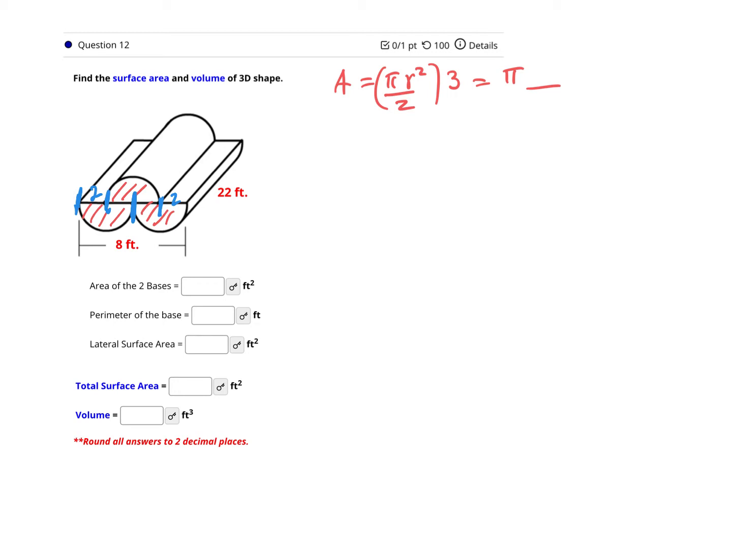So I'm going to put in 2 for my radius squared, divided by 2, and then multiply that all by 3. And when you do that, you're going to end up with 18.8496. Now, I need to multiply that by 2 because there's 2 bases, and that gives me 37.6991. So that will be my answer here, 37.7 when you round it to 2 decimal places.